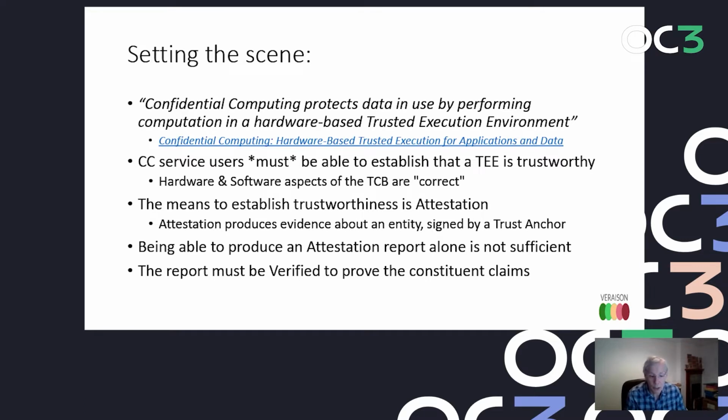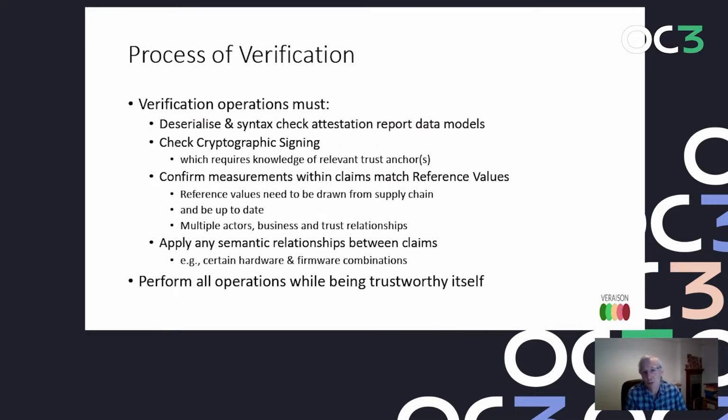I think we saw with the discussion at the end of the previous session the mechanisms of producing attestation reports. But getting the attestation report is only half the story. The report must actually be verified to prove the constituent claims. You can break that down into its various parts. You usually get a blob. If you are the receiver of the attestation report, you normally just get a binary blob, so you'll have to deserialize that and check the syntax is as expected.